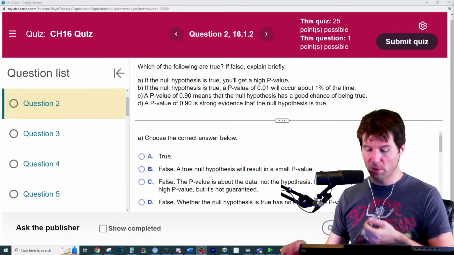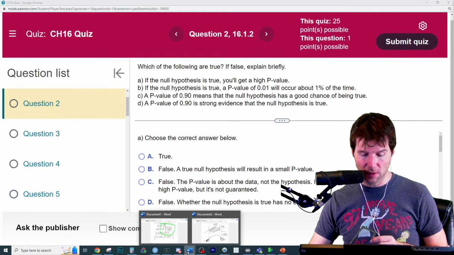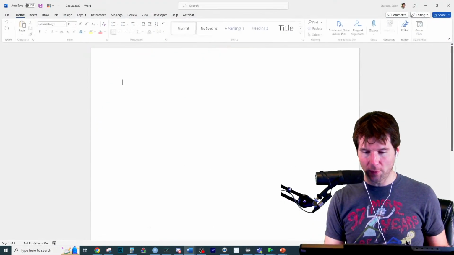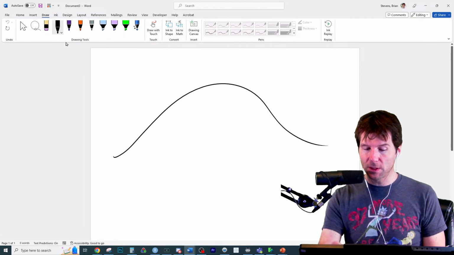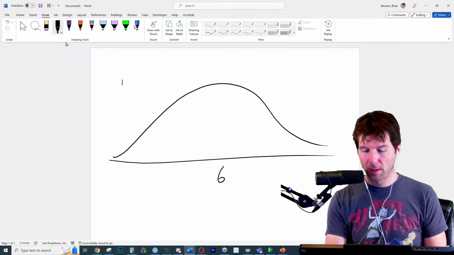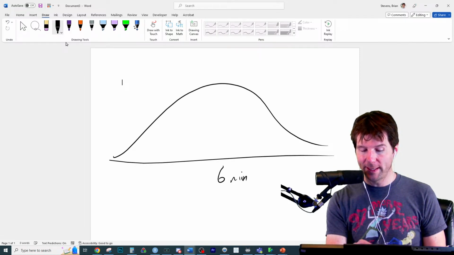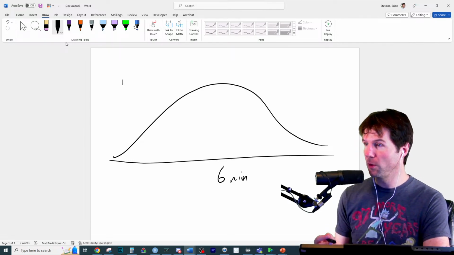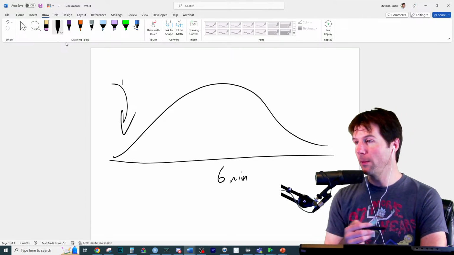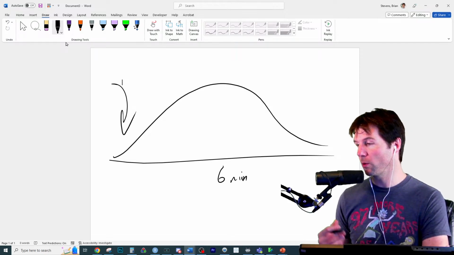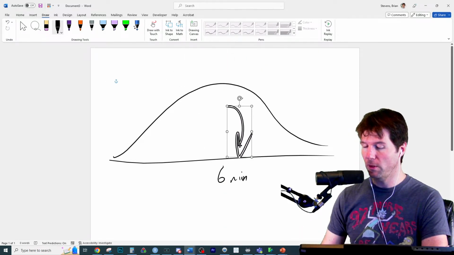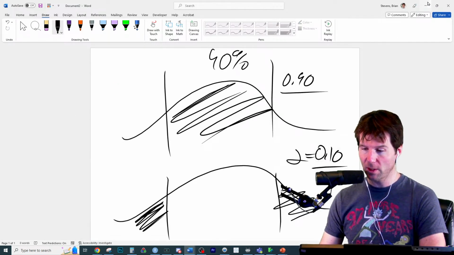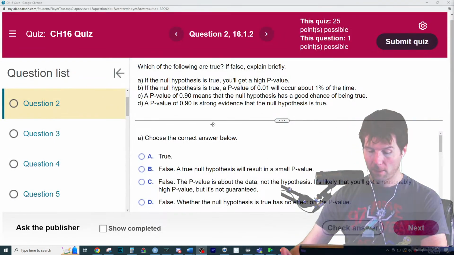If the null is true, you're likely to get a high p-value because let's say Brian can run a 6-minute mile. Then you would expect to see Brian run a 6-minute mile. Now, random variation could have you end up on the far side of the curve and make an error, and you could think Brian's faster or slower. But the most likely results are around the null. So I'm a little worried. Let me look at the false statements right here.